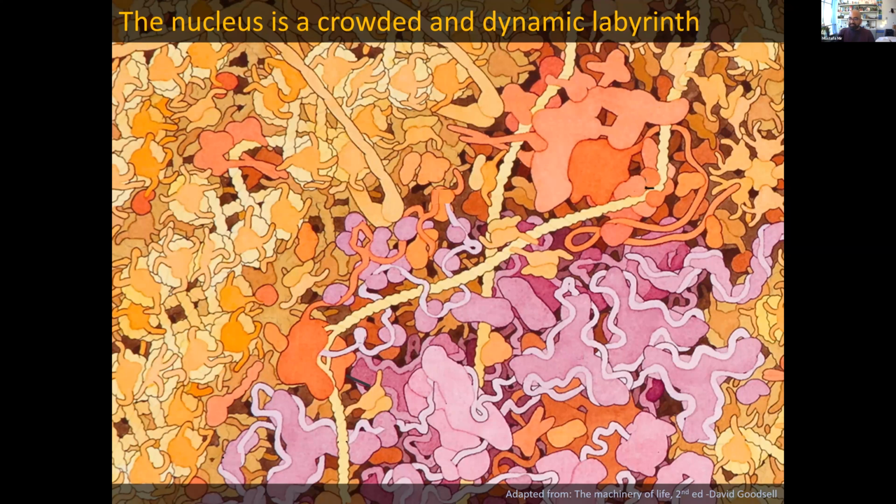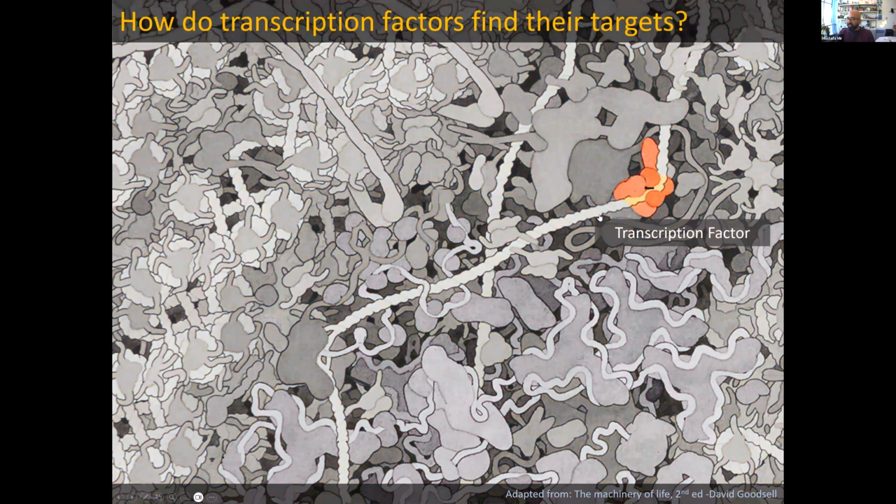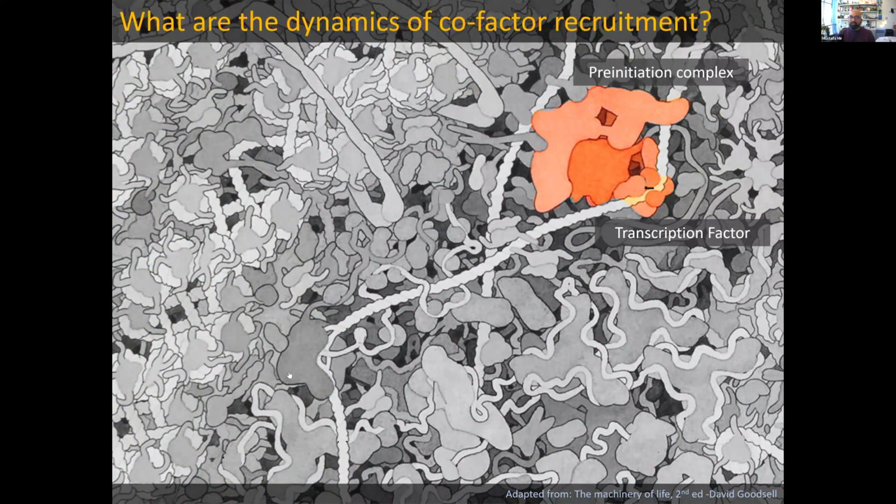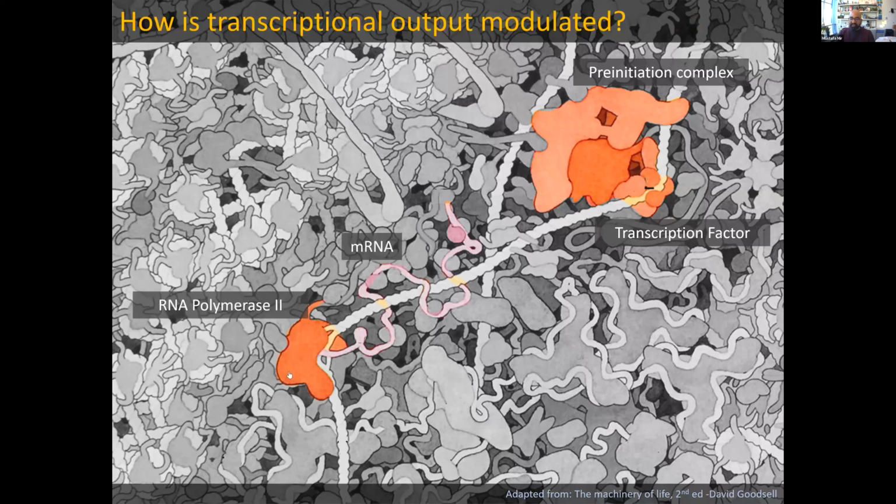And so the challenge is understanding, in this crowded environment, how one of these regulatory proteins, like a transcription factor, navigates this environment to find and bind a specific genomic target, and then occupies it with enough specificity to recruit the rest of the protein machinery that is necessary to carry out this biochemical reaction of transcription at the right gene, at the right place, at the right time, in the right cell to ensure that proper development proceeds.